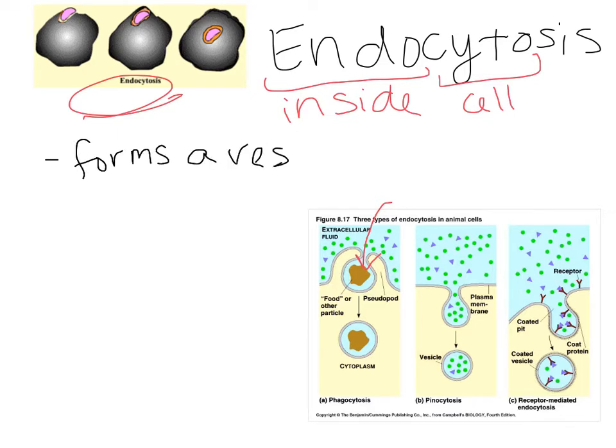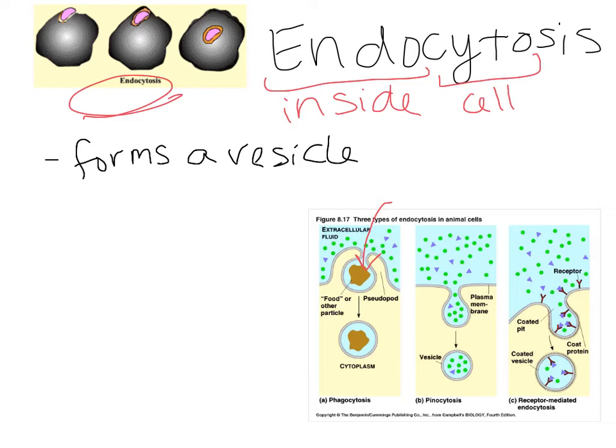It forms a vesicle around whatever it is that it's trying to take into the cell, and it's going to encircle whatever it is and pinch that vesicle off, and now that object is going to be inside of the cell. Your vesicle membrane is going to be the same as your cell membrane because they were made of the same stuff. Let's take a look at the picture.